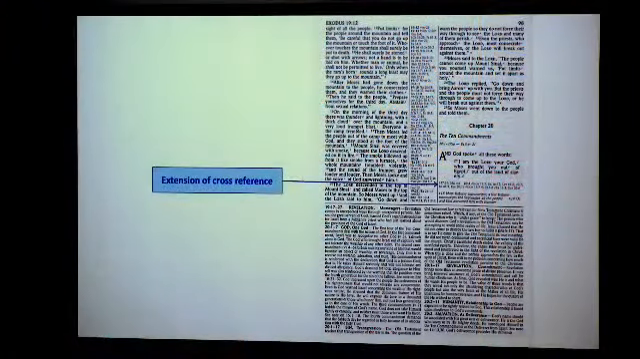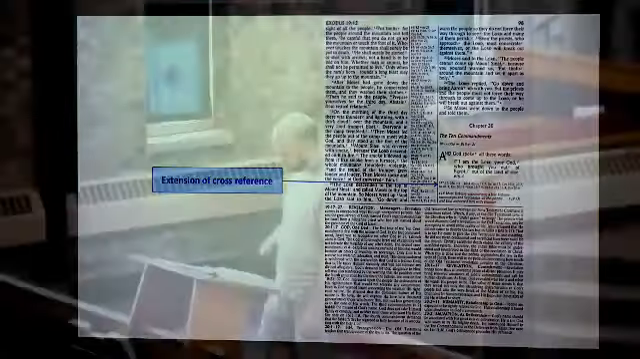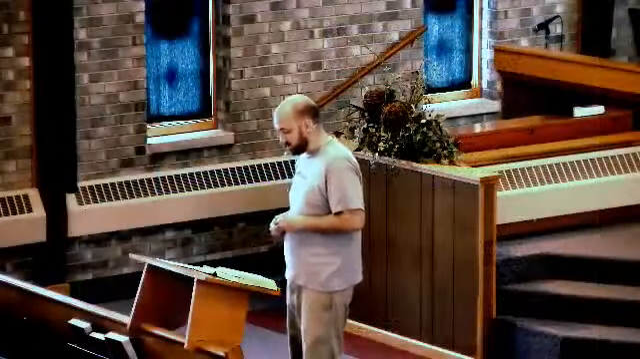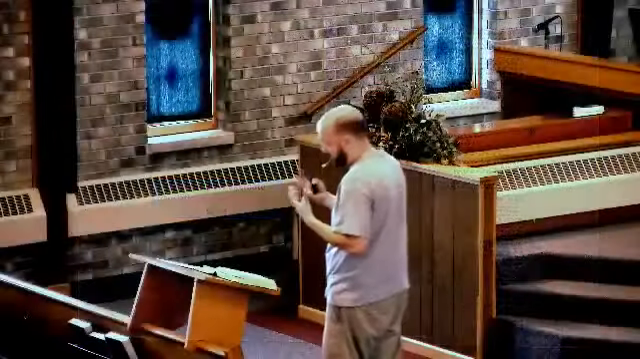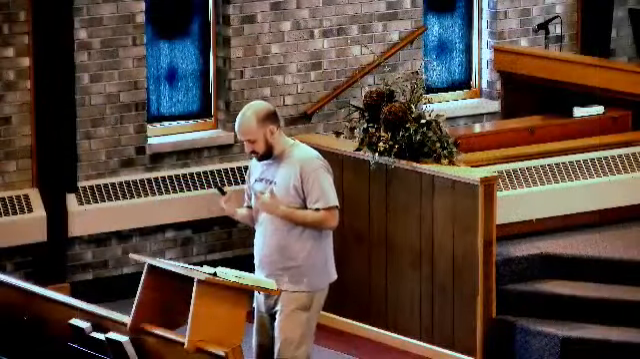Also, there is an extension of the cross reference. This Bible couldn't fit everything in the whole column here, and so they just continued it right down here to fit everything that it was cross-referencing. And then it also has alternate translations of words or phrases or verses. So the difference between the whole mountain in this case or all the people, it's trying to elucidate what's going on in that passage.